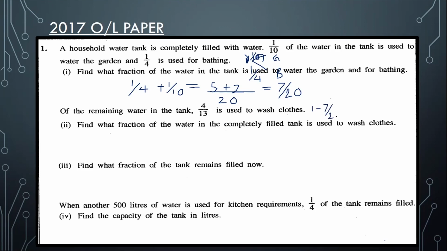So the remainder is going to be 1 minus 7/20. So that is equal to 20/20 minus 7/20. So that means 13/20. That is the remaining water you have. So from the remaining water, you are going to use 4/13 to wash clothes.